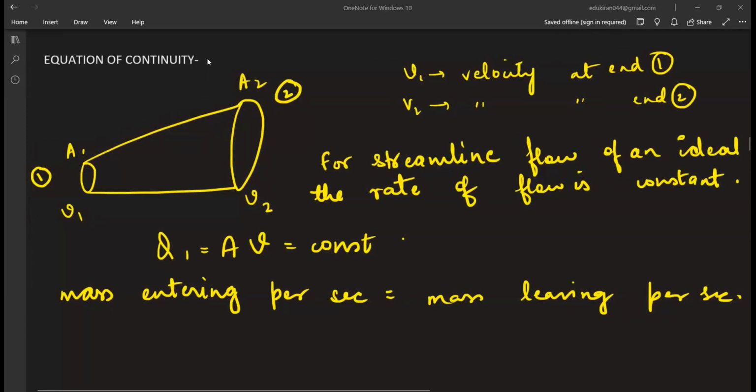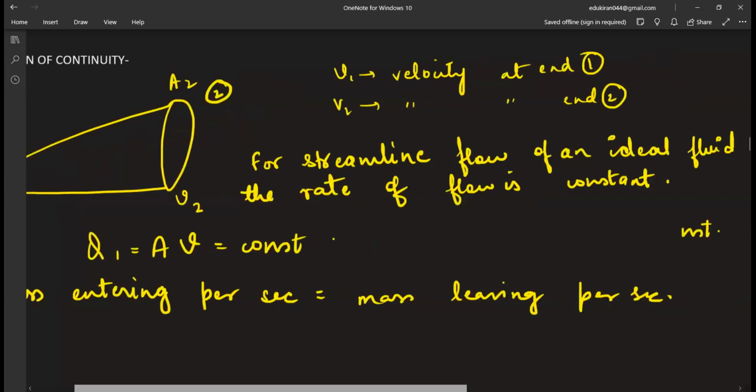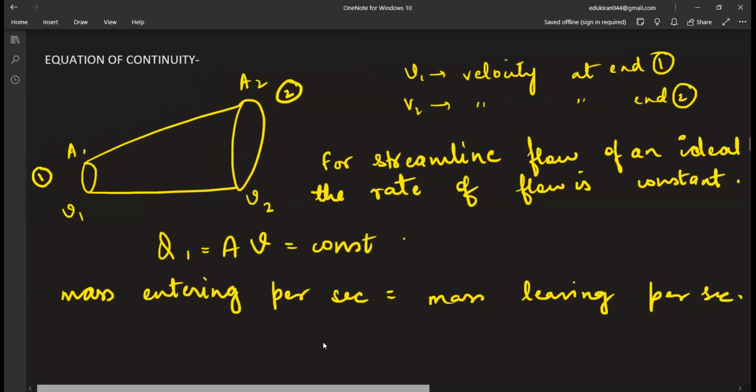The equation of continuity says what? Suppose I have taken an irregular shaped tube. Here area is less. Velocity is V1, this is A2, this is V2. So initial velocity is V1 at end 1, and velocity is V2 at end 2. Now, for streamlined flow of an ideal fluid, ideal motion, the rate of flow is constant.